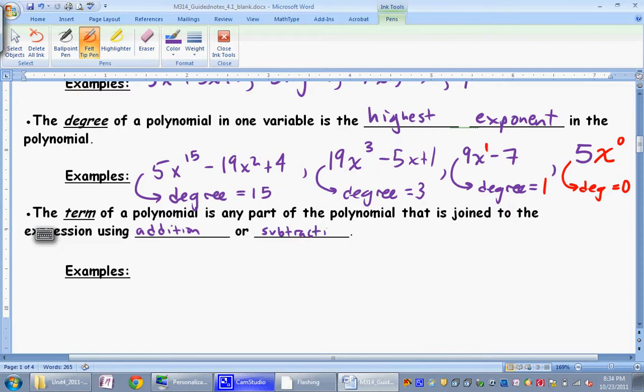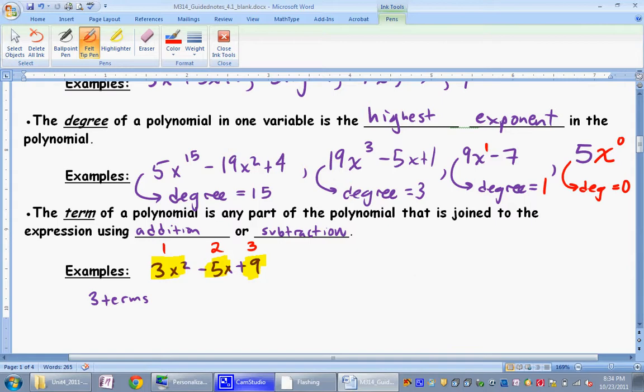So I guess I can give you some examples of that. Say 3x squared minus 5x plus 9. This has three terms. And I can highlight them. First term, second term, third term. 3x squared is a term, negative 5x is a term, and positive 9 is a term. We would say that 3x squared is the first term, negative 5x is the second term, and 9 is the third term. Anything that's joined to the polynomial using addition or subtraction is one of the terms of the polynomial.